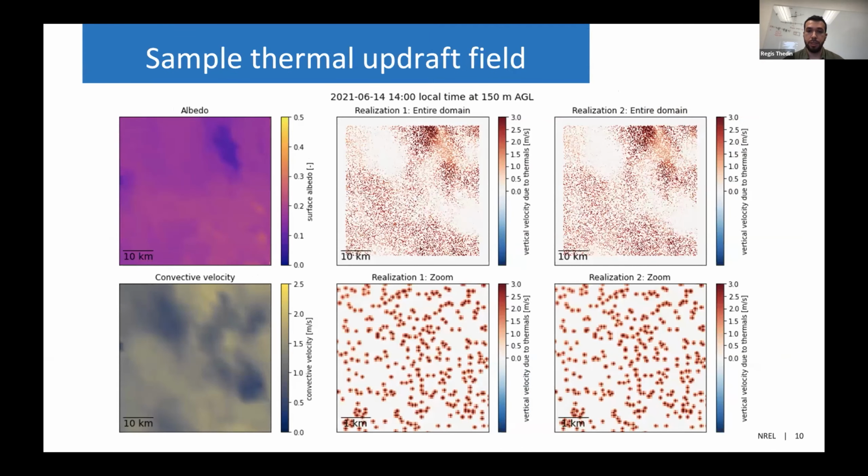Which brings me to a sample of what a thermal updraft field looks like. On the left, I plotted the albedo and convective velocity at that instant, so you can have an idea of what is guiding the realizations. The middle column is one realization, the right column is a second realization. Looking from far away at 50 by 50 kilometers, they are very similar because they are driven by the same conditions. But if you zoom in, they're different, as they should be. That's the nature of the model.